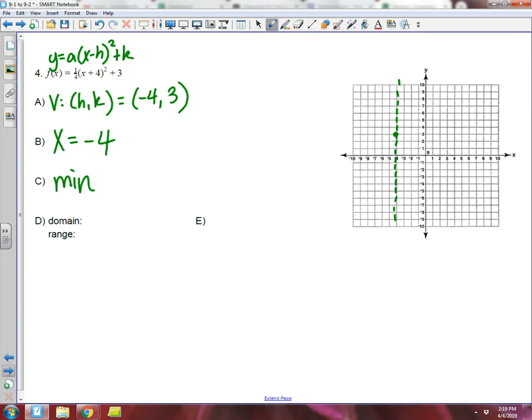How about a domain? No, domain. Okay, now give me the range. Wonderful. Y is greater than or equal to 3. If we have a minimum point, all of the y's have to be greater than it. Always, yes. Always. For parabolas.